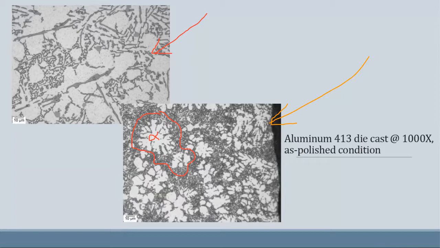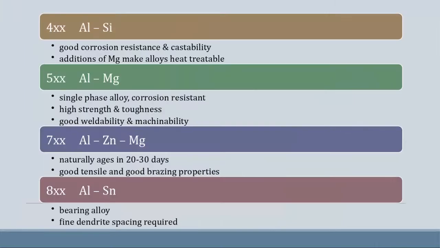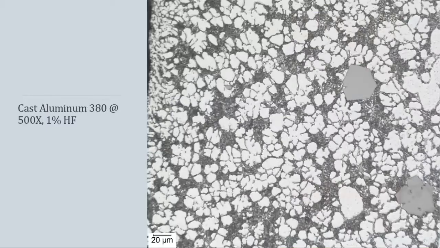This is a 400 series die cast. If we were to go back up and look at the alloy designation for a 400 series, you can see here that it's just aluminum and silicon. So you're not expecting any additional secondary particles or intermetallics unless the chemistry wasn't correct.